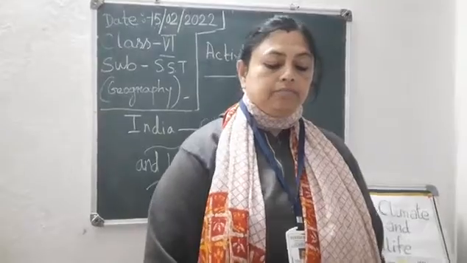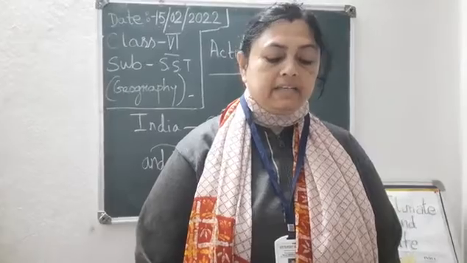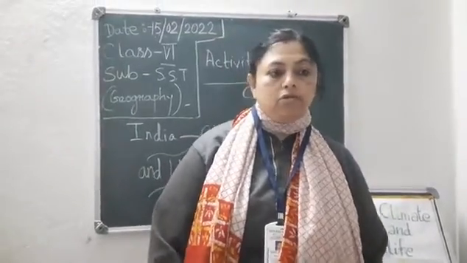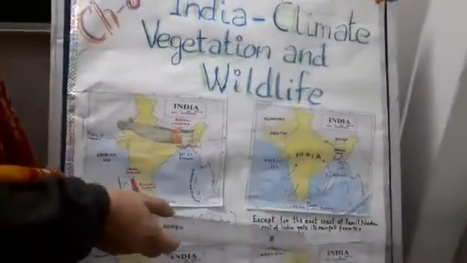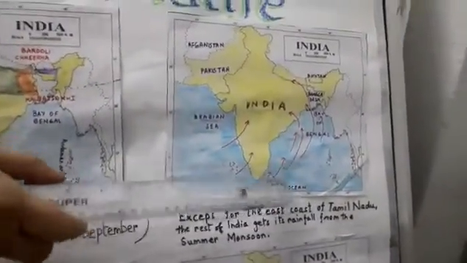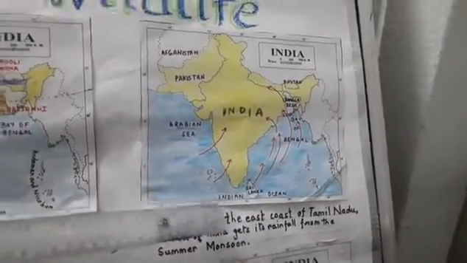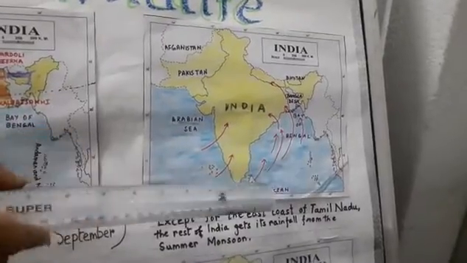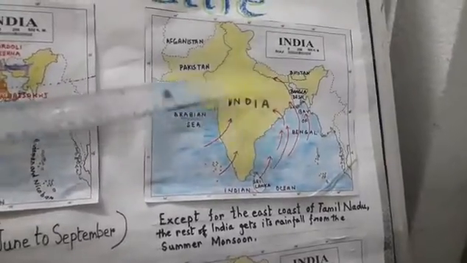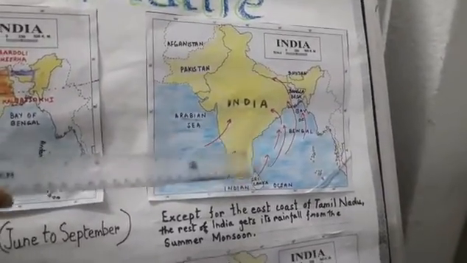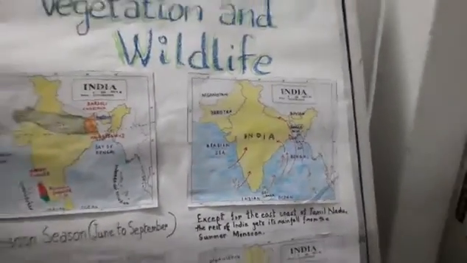Now, except for the east coast of Tamil Nadu, the rest of India gets rainfall from the summer monsoon. Now look at the chart. See over here what you get. See this, all the winds full of moisture are rising from the Indian Ocean, Arabian Sea and Bay of Bengal, and they are entering into India. That is why the whole of India is getting rainfall. But places over here like Tamil Nadu and Karnataka are not getting rainfall at this time.